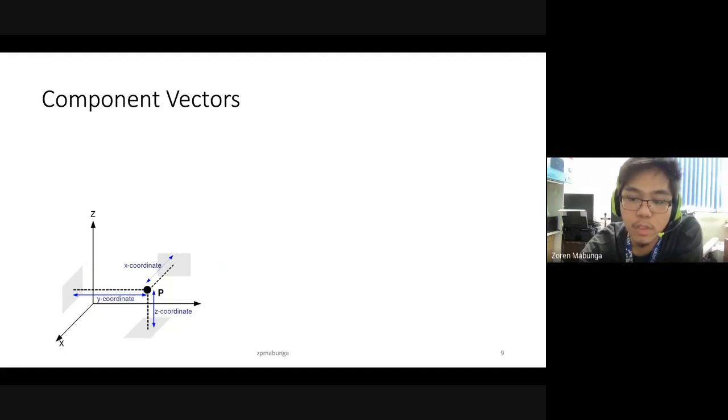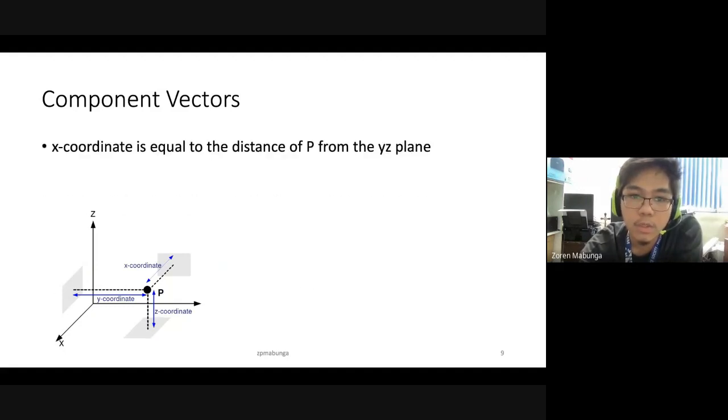Okay, so for component vectors, when we say component vectors, these are the components of certain vectors. They are what make up the vector. We have different components in a vector. The first is the x-coordinate, which is equal to the distance of p from the yz plane.